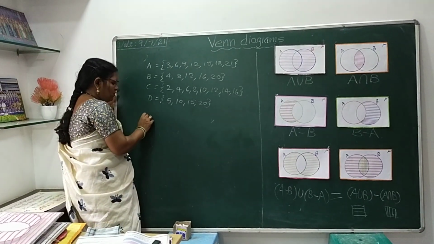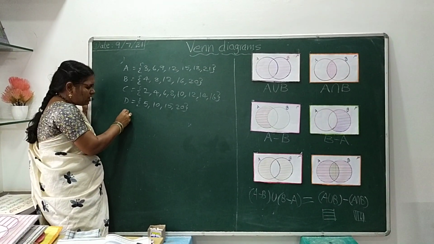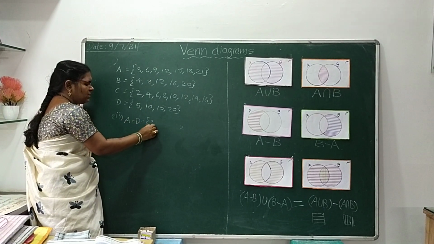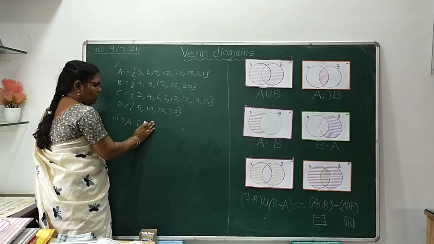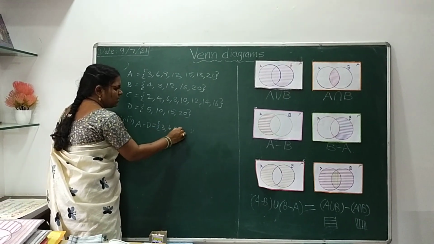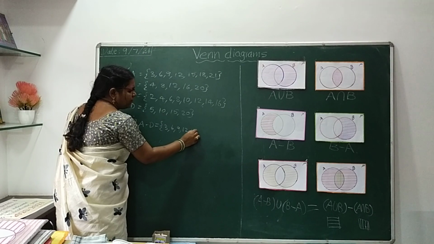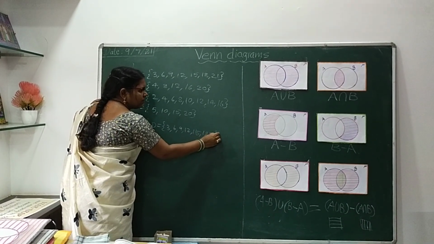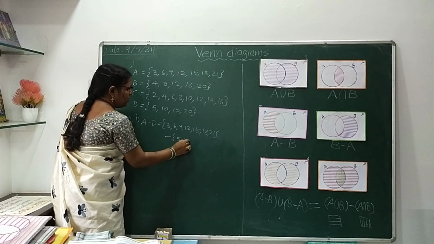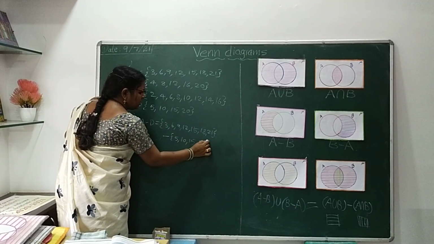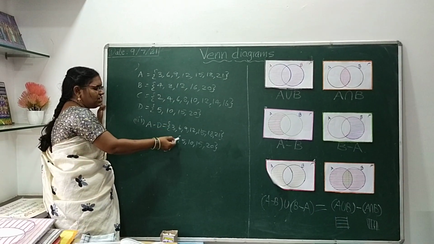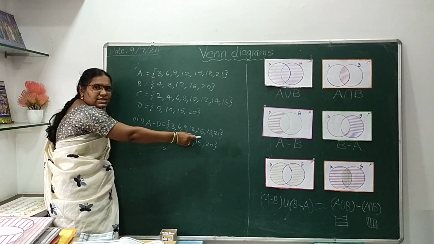Let me show you the third one, A minus B. A means all the elements, you have to write 3, 6, 9, 12, 15, 18, 21. Minus B means 5, 10, 15, 20. Minus means, from A you have to remove these elements.